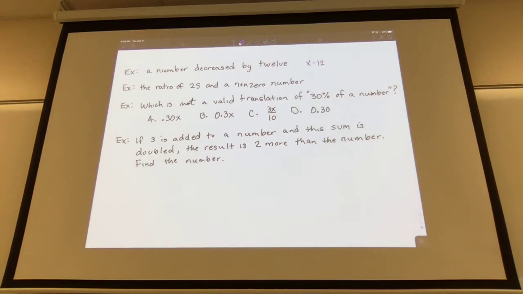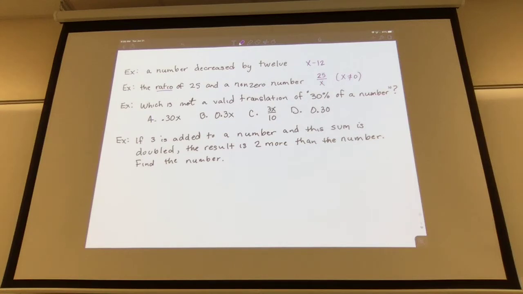Okay. The next one says a ratio. What's ratio keyword for? Division, good. Of 25 in some non-zero number. We're just going to say x, and we'll make the comment that x cannot be 0. One reason is that division is not defined if you have 0 in the denominator, so that would make it undefined. But it specifically said a non-zero number, so we make that comment out to the side that x can be anything, but it can't be 0.